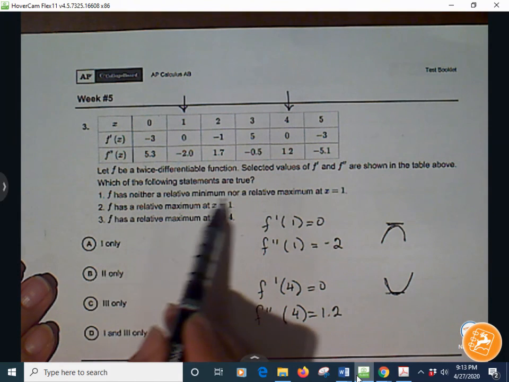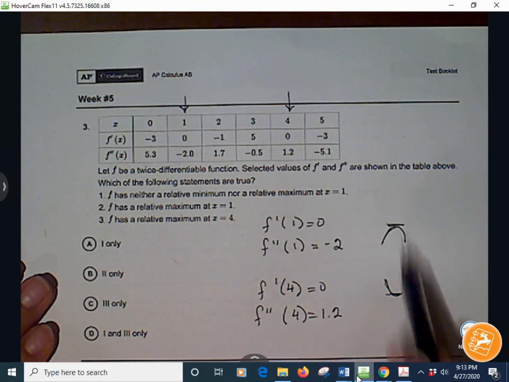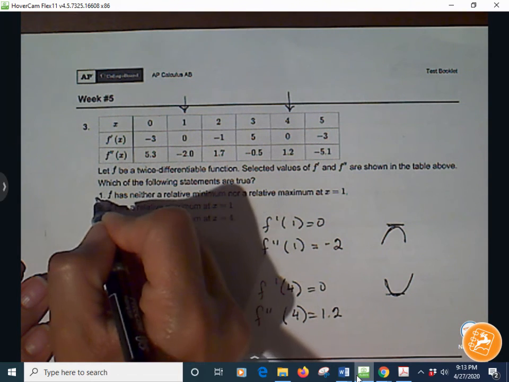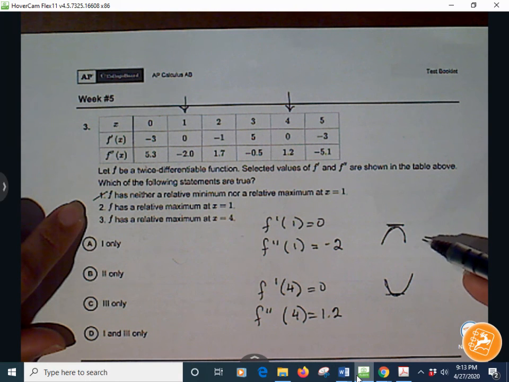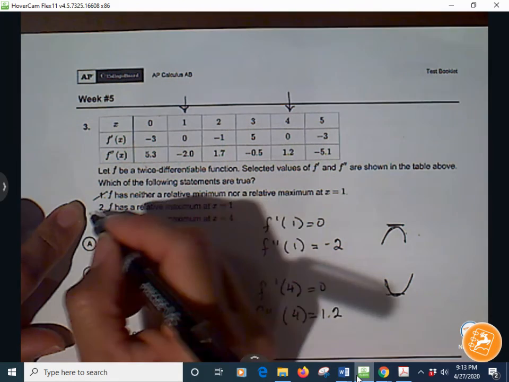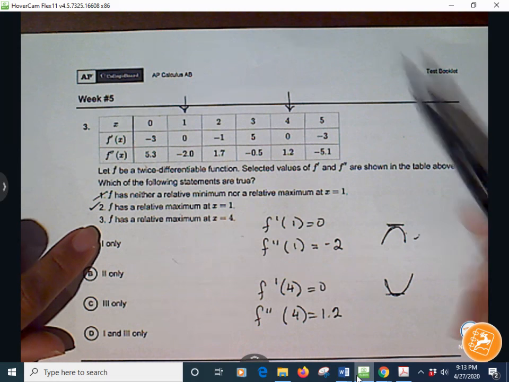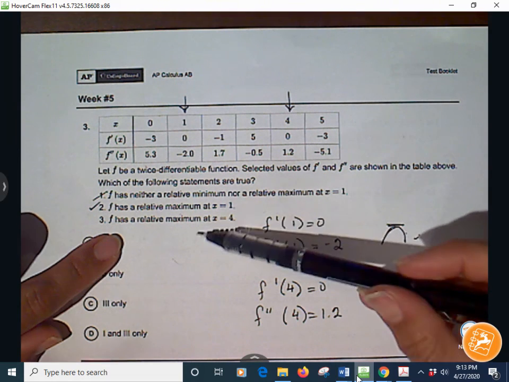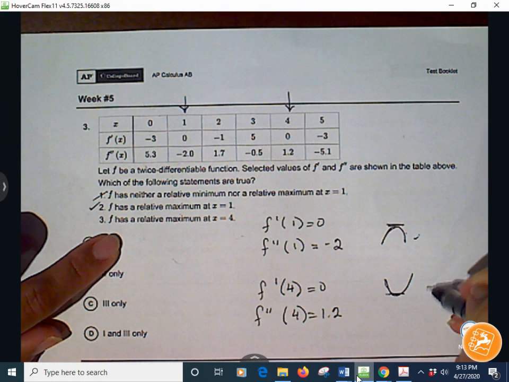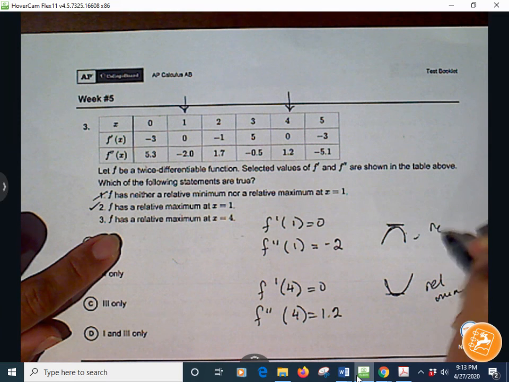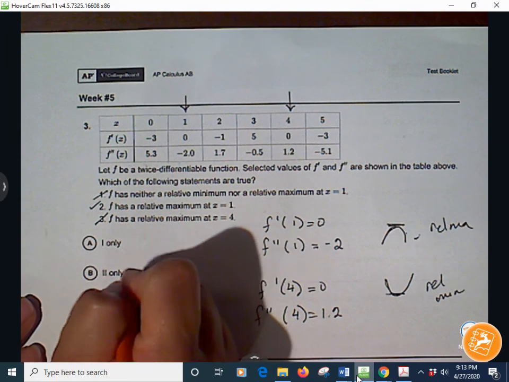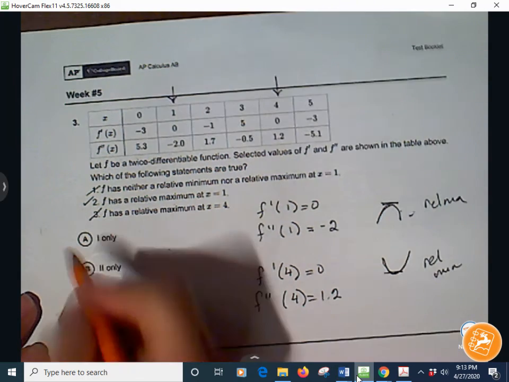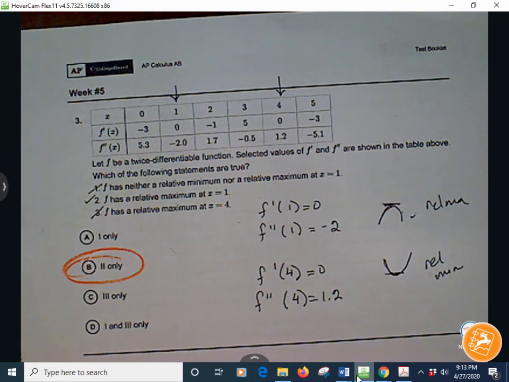F has neither a minimum or maximum. Well, we can see that it does have a relative minimum and maximum here. And then let's see, f has a relative maximum at 1. So that would agree with what we found here. And f has a relative maximum at this, and this is supposed to be a relative minimum. So it would not agree with that one. So the answer would be 2. And that's it. Thank you.